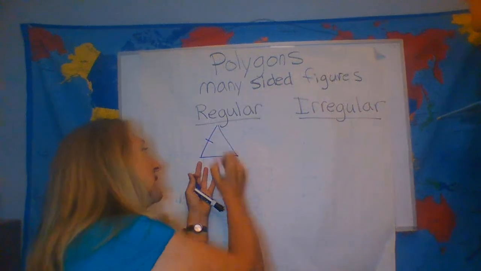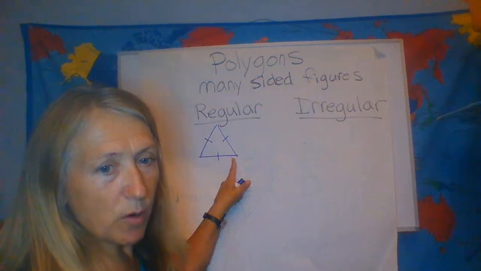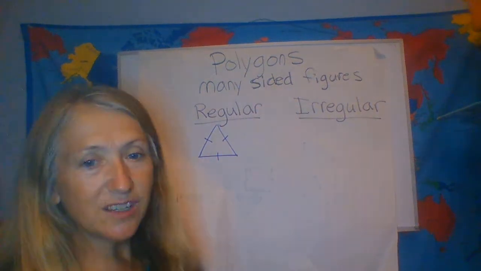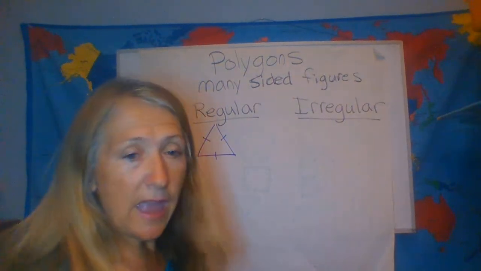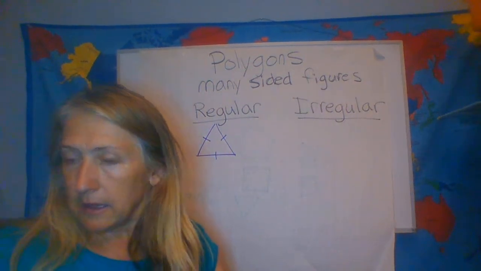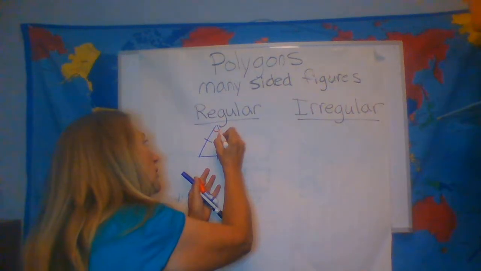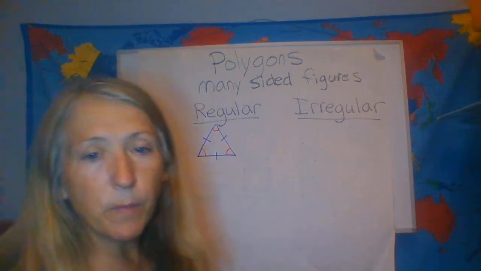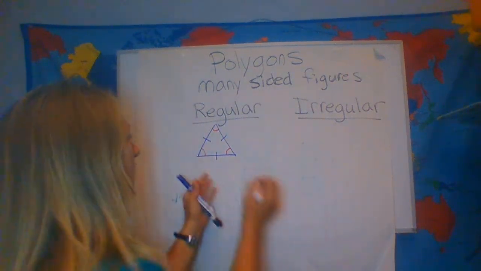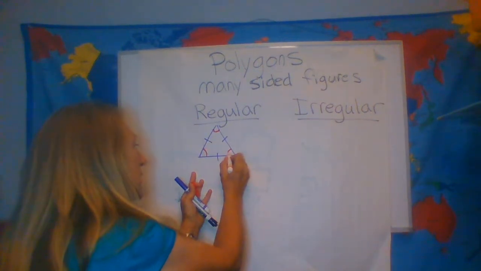I can say this side is equal to this side, which is equal to this side, and I mark it with a little slash mark. Now I do the same thing with the angles. I can take a writing instrument and I can write a little arc, a little curve by the angles to show that those three angles, this is the same as this, which is the same as this.